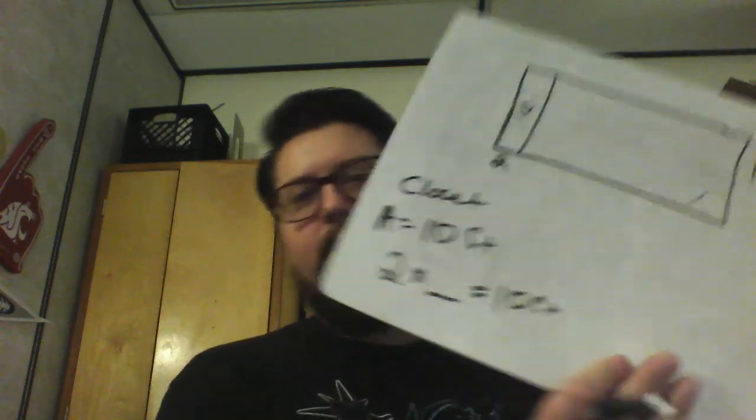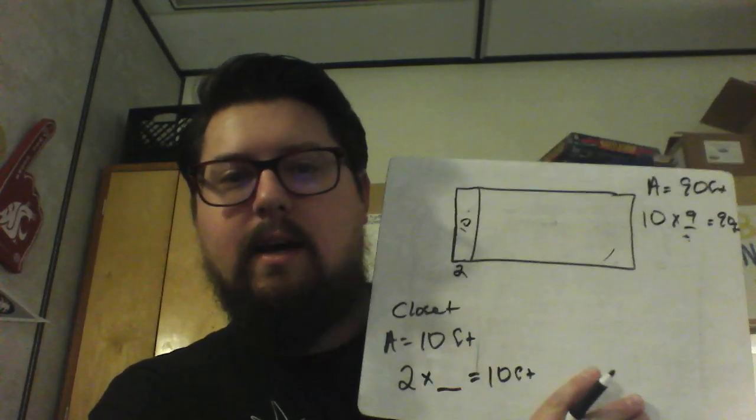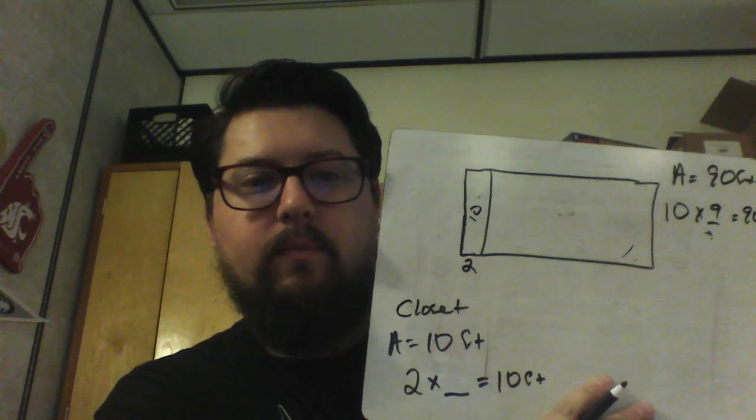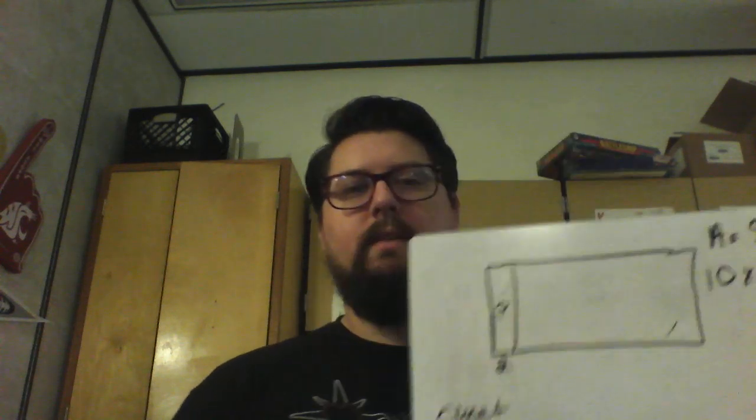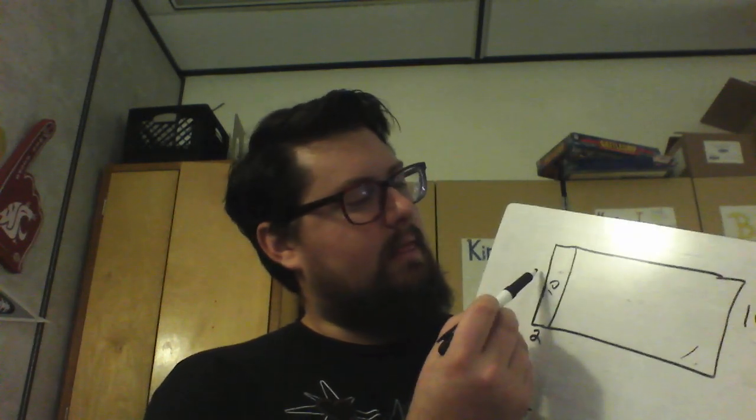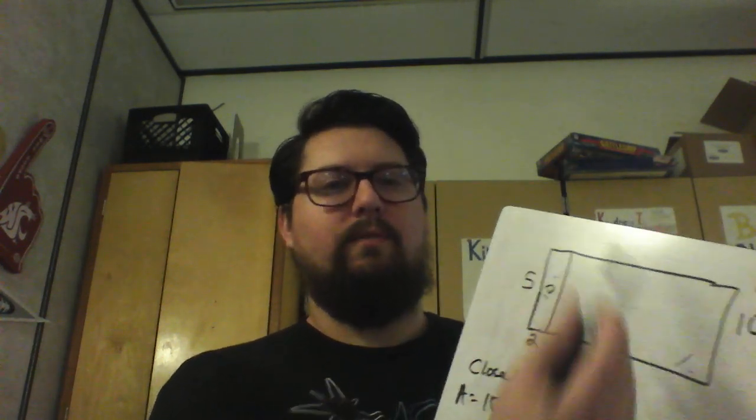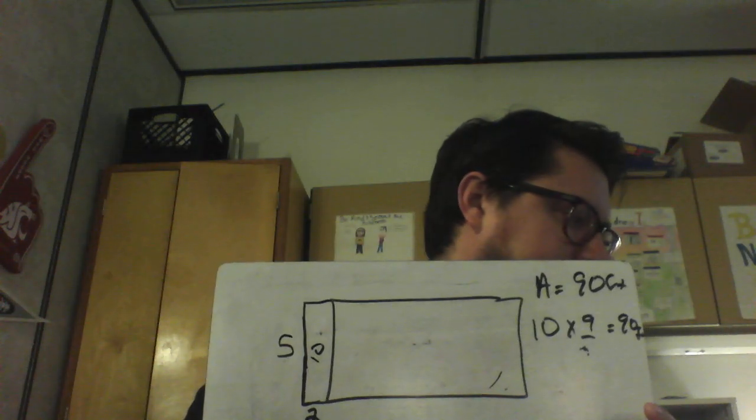I know that one side of the closet is 2 feet, and we just need to multiply it by something that gets us 10 feet, because we want to find the other side of the closet. Alright, so let's count it by 2s until we get to 10. 2, 4, 6, 8, 10. 2 times 5 gets us 10 feet. So that means that this side of the closet is 5 feet.